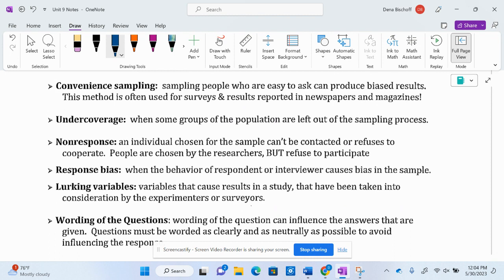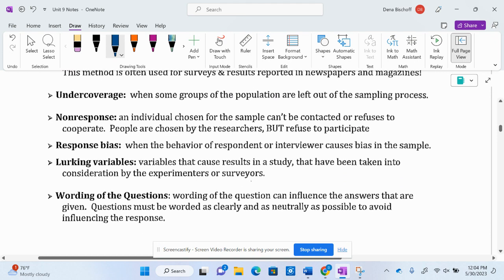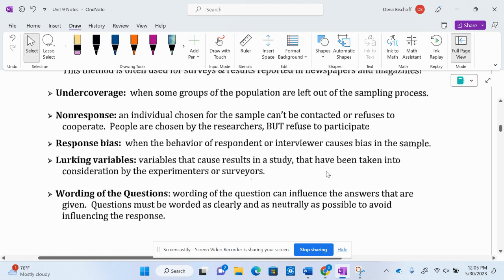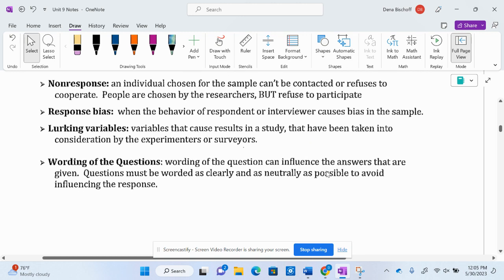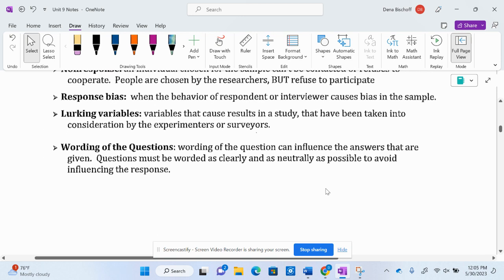Non-response. An individual chosen for the sample can't be contacted or refuses to cooperate. People are chosen by researchers, but they refuse to participate. Response bias is when the behavior of the respondent or interviewer causes bias in the sample. Lurking variables are variables that cause results in a study that have not been taken into consideration by the experimenters or the surveys. And then wording of the question. The wording of the question can influence the answers that are given.